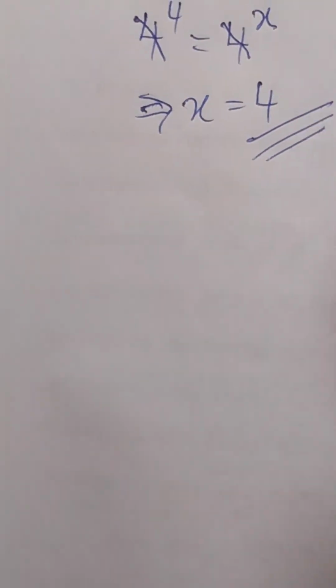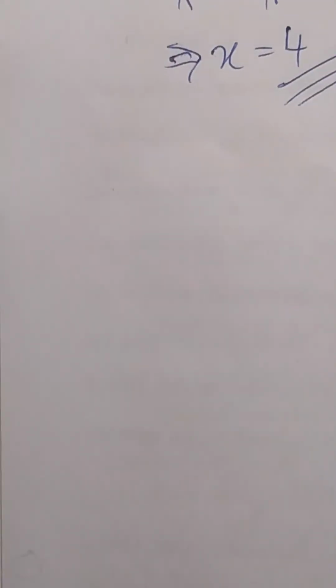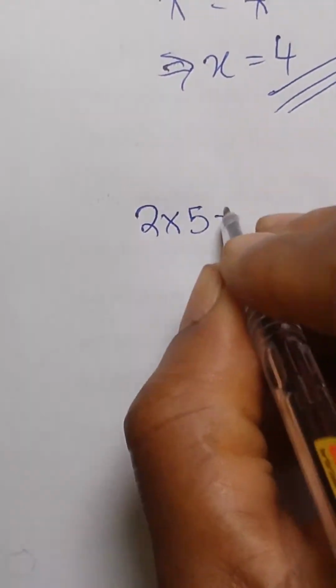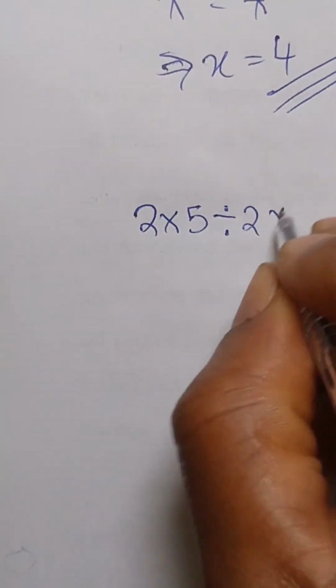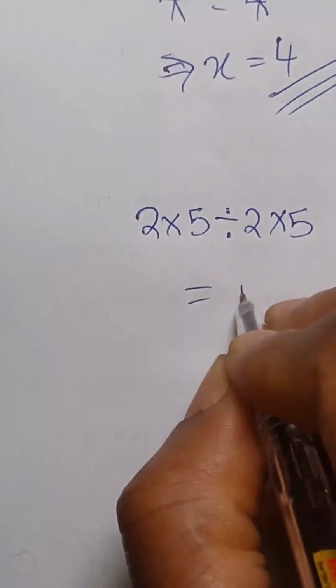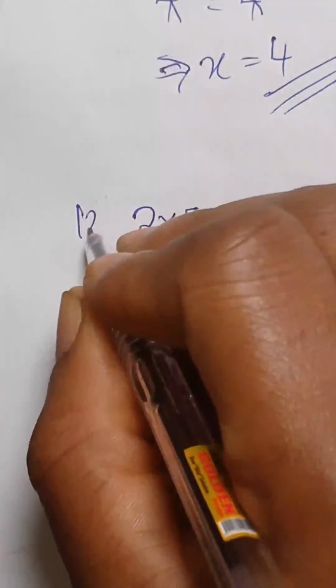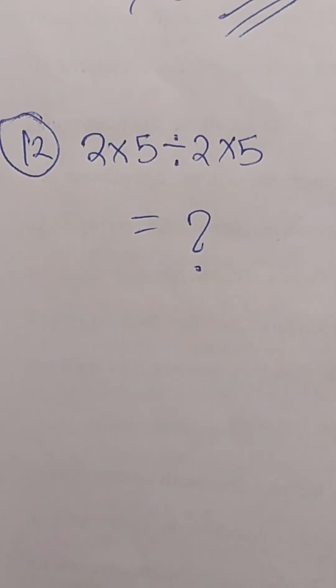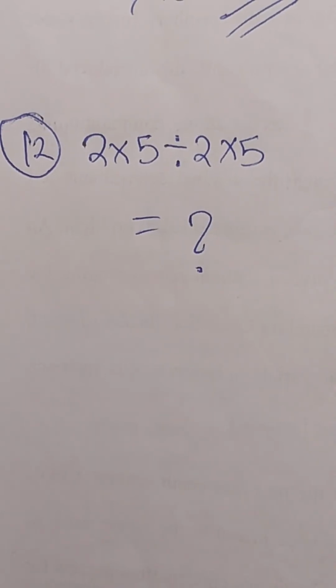Okay, so let's solve this. 2 times 5 divided by 2 times 5 is equal to what? That is question number 12. Solve this and drop your answer.